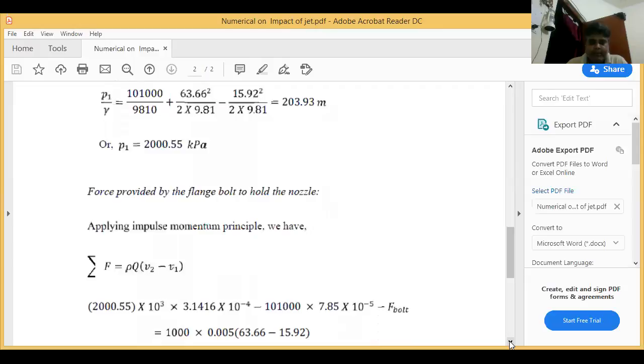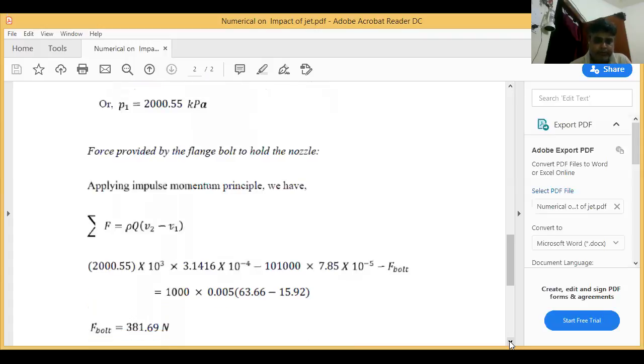Now, the force provided by the flange bolt to hold the nozzle. That means applying the impulse momentum principle, the impulse momentum equation. You know that the summation of F is equal to rho Q (V2 minus V1), where rho is the density, Q is the discharge, V2 is the velocity at section 2, and V1 is the velocity at section 1. That means the summation of force is equal to rho Q into (V2 minus V1).